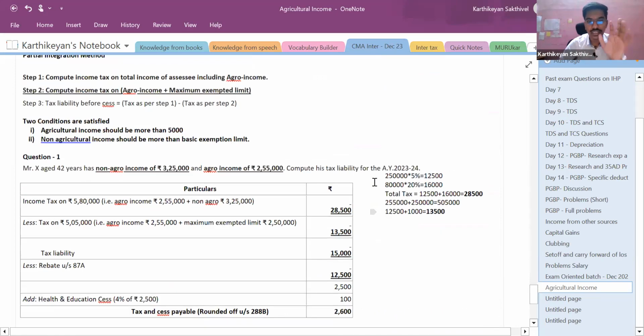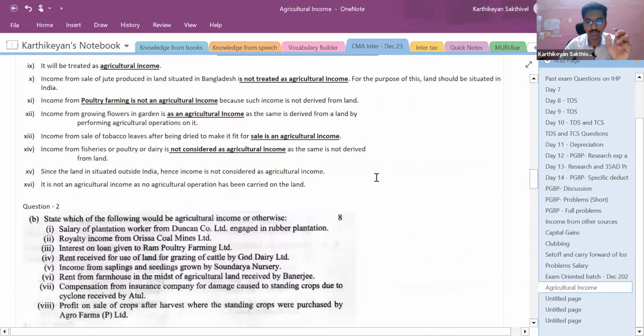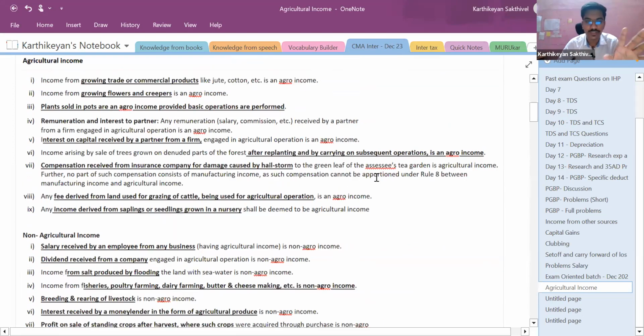Okay. So this is the total chapter of agricultural income itself. It is a very, very small chapter, but has good weightage in examinations. So with this, we'll wind up the discussion.